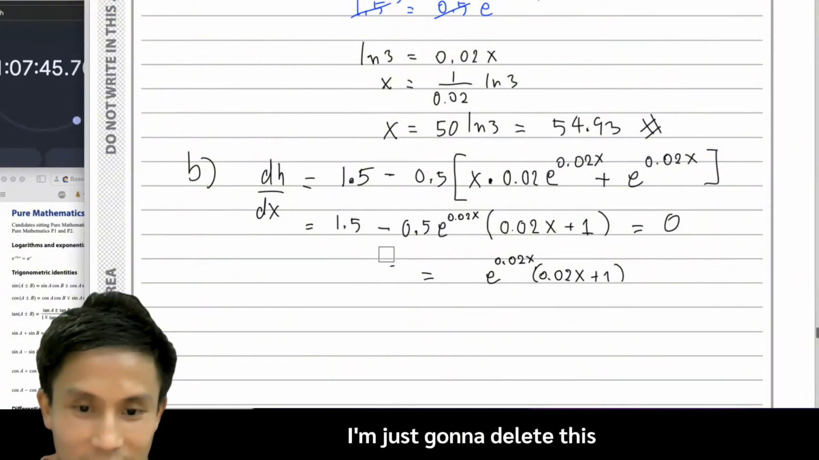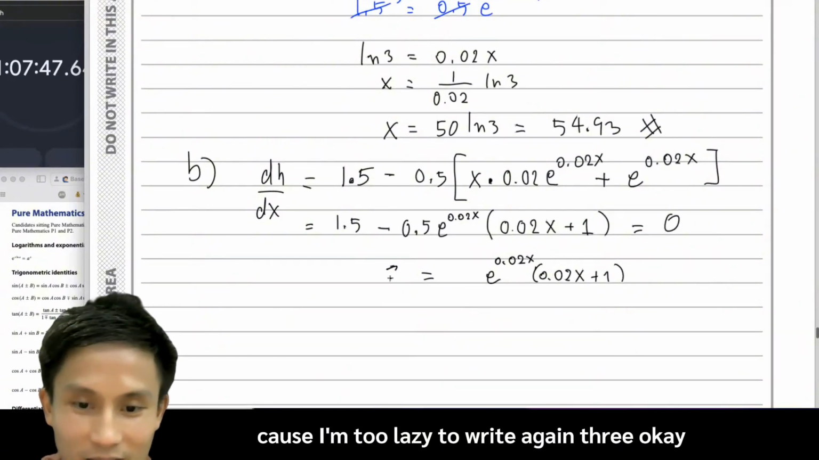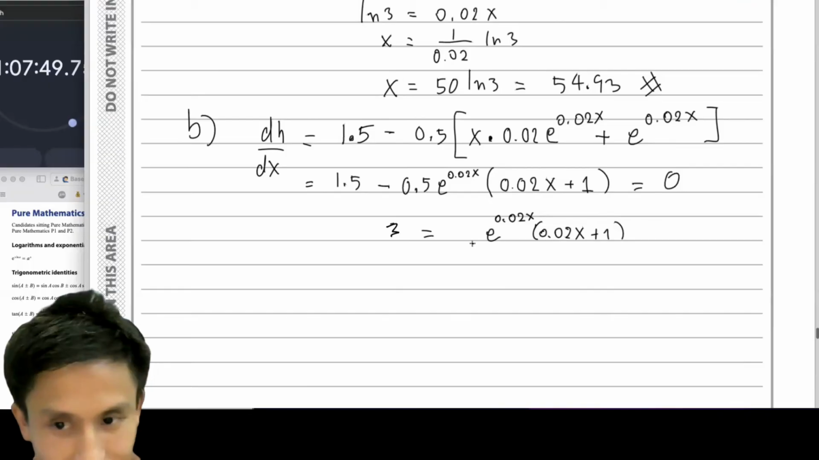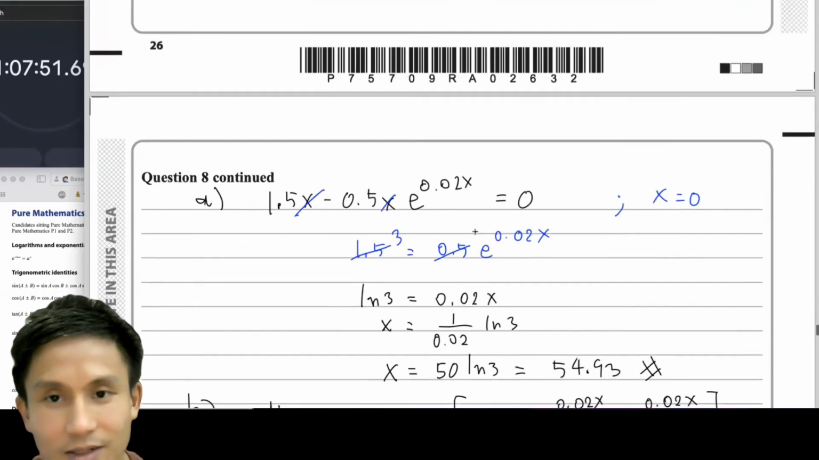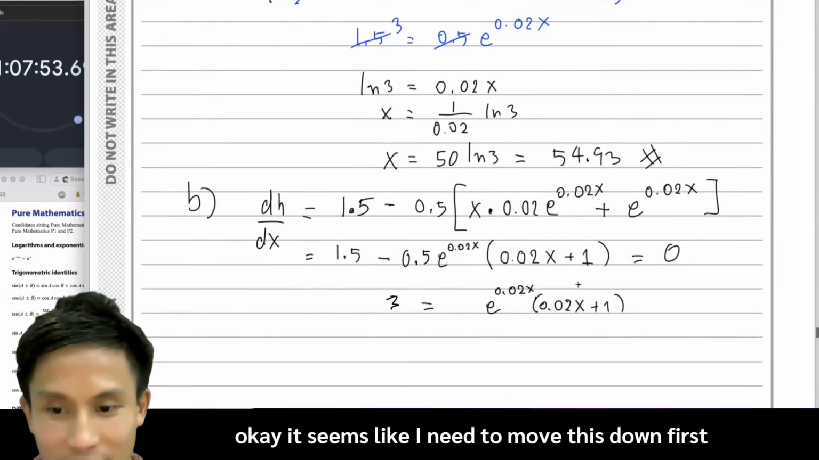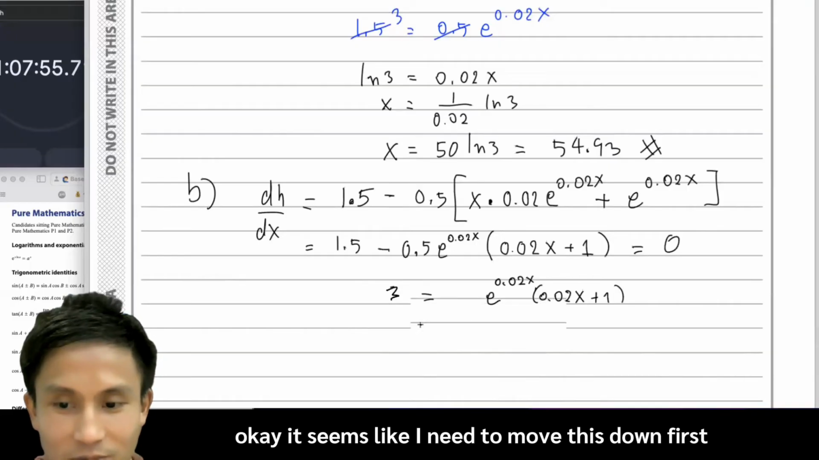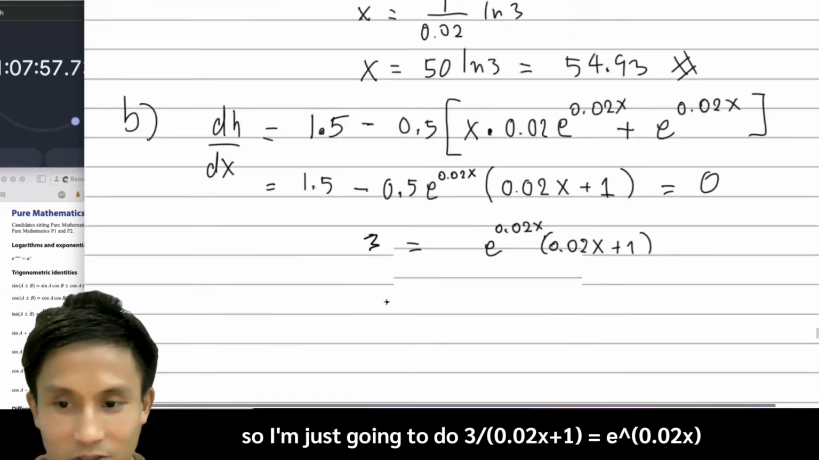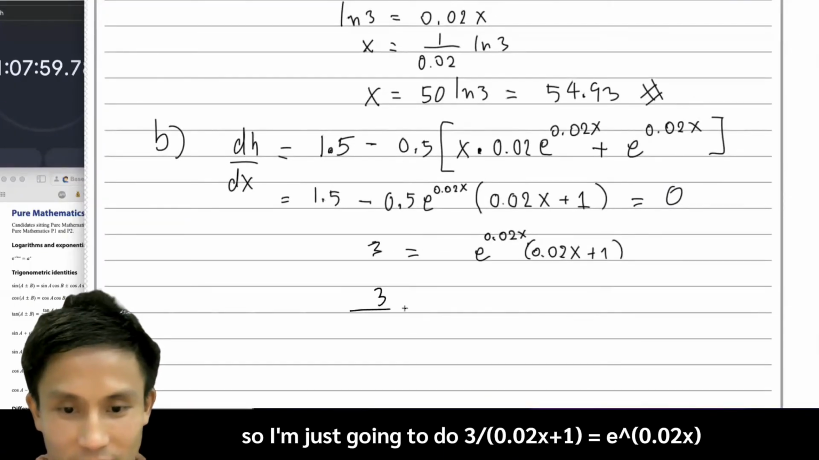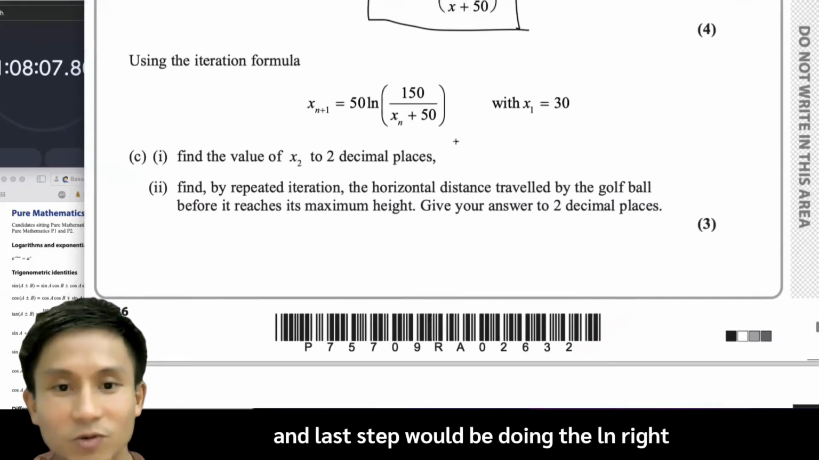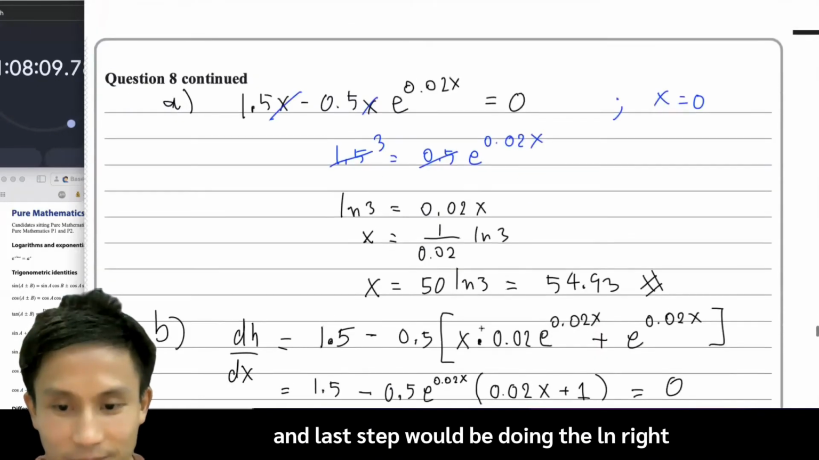I'm just going to delete this because I'm too lazy to write again. 3, okay. And it seems like I need to move this down first before taking ln. So I'm just going to do 3 divided by 0.02x plus 1 equals e to the 0.02x. And last step would be doing the ln, right?